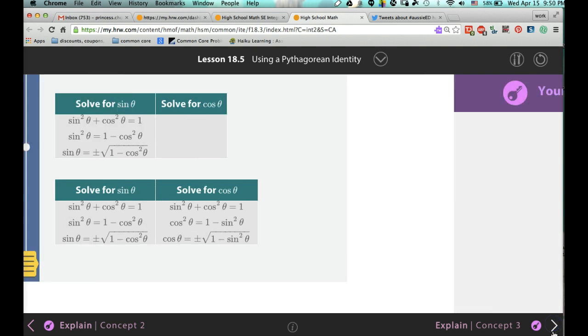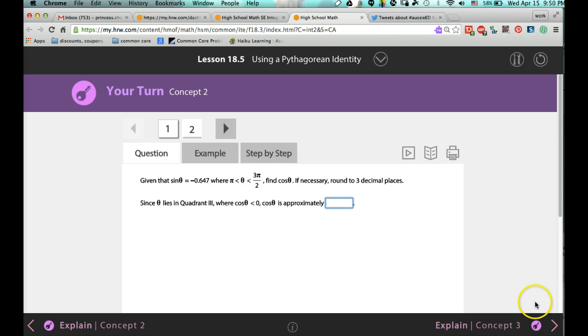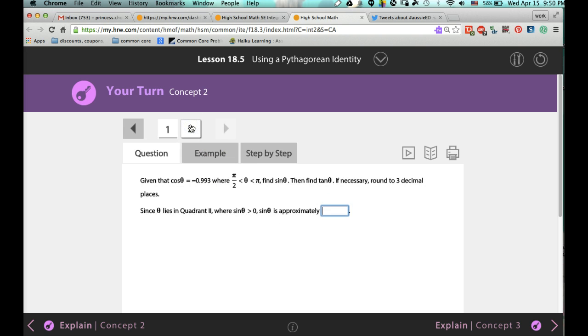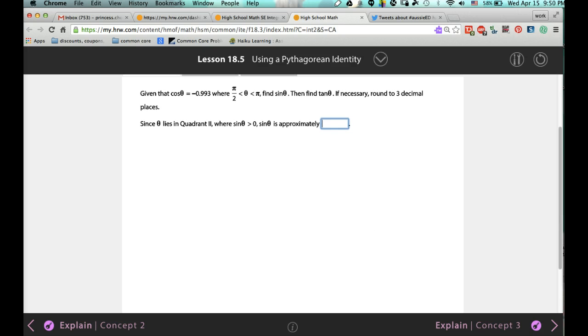Then, of course, we went straight into our question, didn't we? And so we did this together in class. And then you had to do this one on your own. And I'm very proud of you because you did a great job. But let me just go ahead and explain this really fast because this had two steps. First, you had to find sine theta, but then ultimately you had to find tangent theta, right?